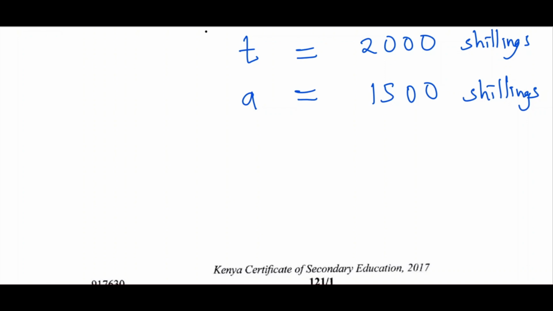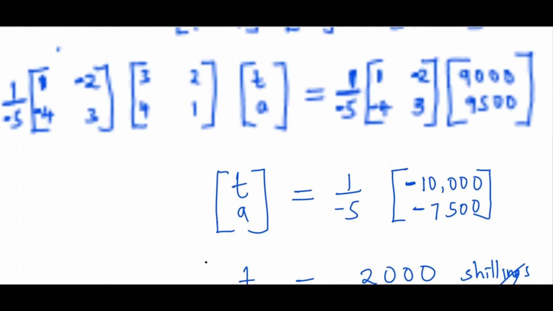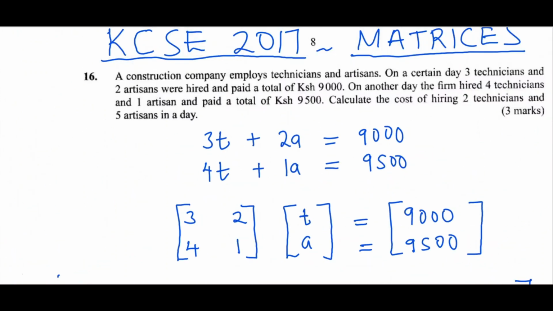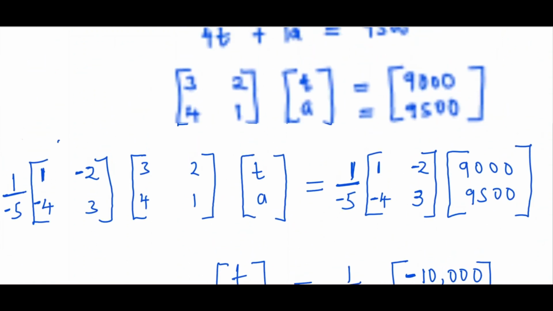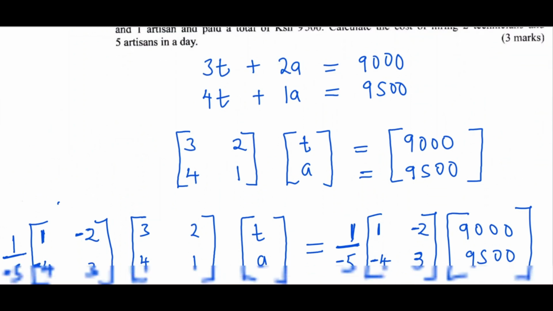So the technician is paid 2,000 shillings and the artisan is paid 1,500 shillings. Let us go back here. Calculate the cost of hiring 2 technicians and 5 artisans in a day. How much is a technician paid and how much is an artisan paid? So when we go back here, we want the cost of hiring how many technicians and how many artisans? 2 technicians and 5 artisans.